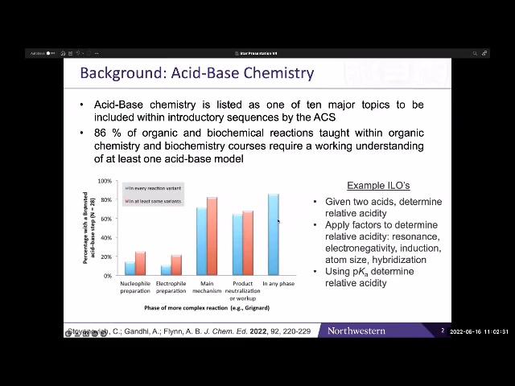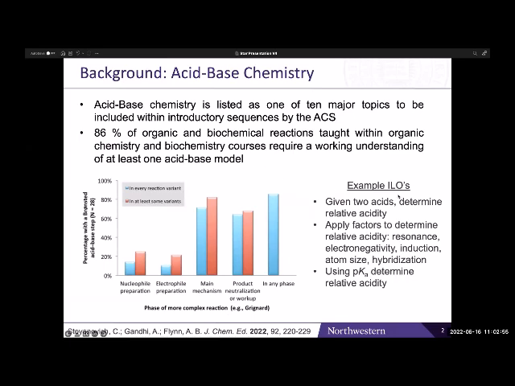So acid-base chemistry, for those that haven't taken organic chemistry in a while, is really important. The American Chemical Society puts it in one of the top 10 major topics to be studied in introductory sequences. A recent analysis of the top organic and biochemical reactions taught throughout college shows that 86% of them require a really good understanding of acid-base chemistry.